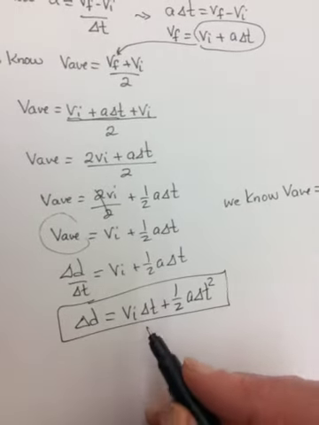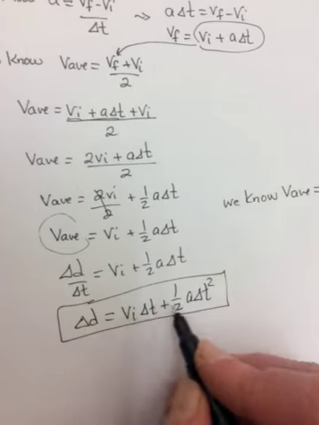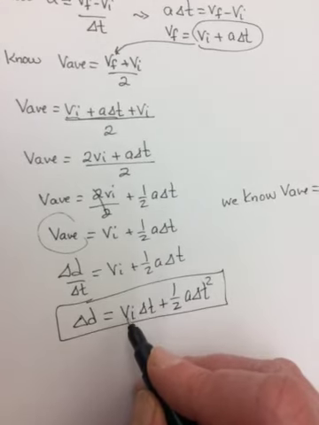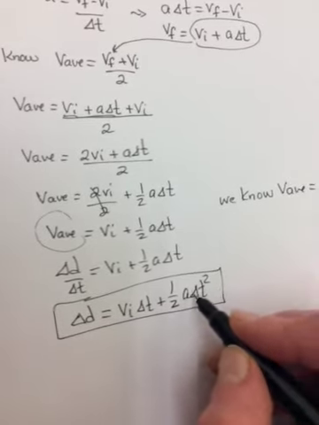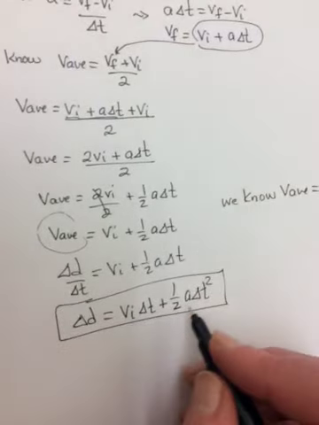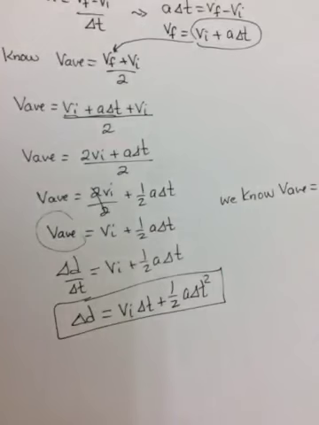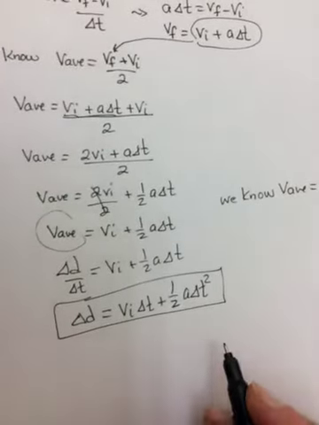It also gives you the displacement as long as you put in your positives and negatives, like if you're initially going east and the acceleration is west. So it's distance traveled or displacement of an object in a given period of time when the object is accelerating.